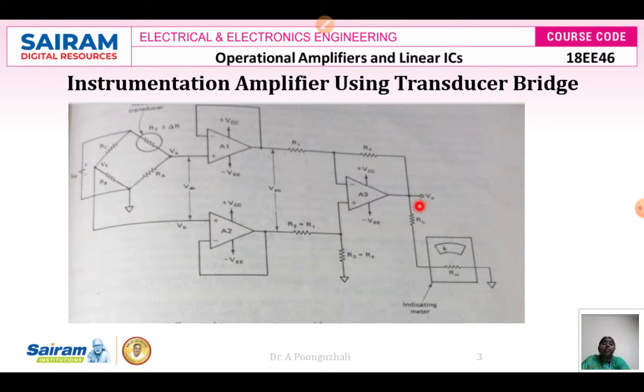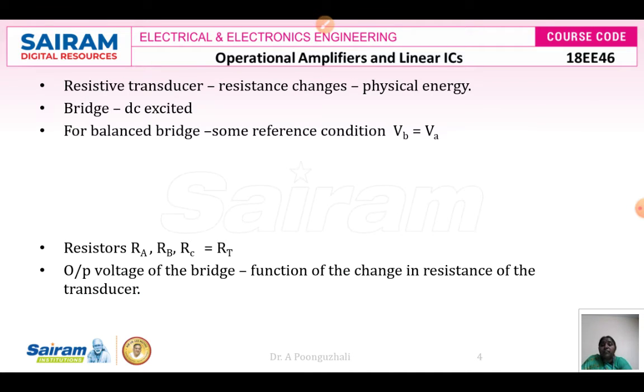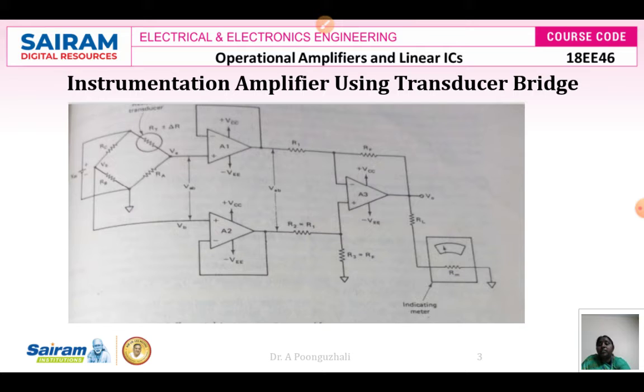This output voltage will drive the output meter. Okay, this is the concept of the instrumentation amplifier using a transducer bridge. Here you have your bridge balanced. When the bridge is balanced, RA, RB and RC are the same and RT is a constant, so that means VA is equal to VB. Then after that, we are going to see what the physical quantity is that we are going to measure. This arm of the bridge will vary, and once this arm of the bridge varies, automatically VA will vary.